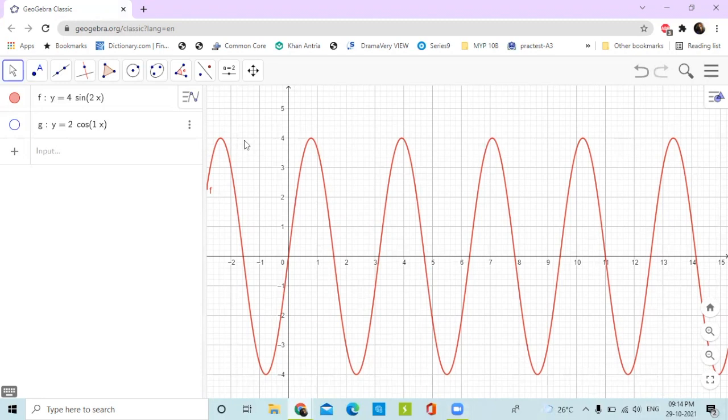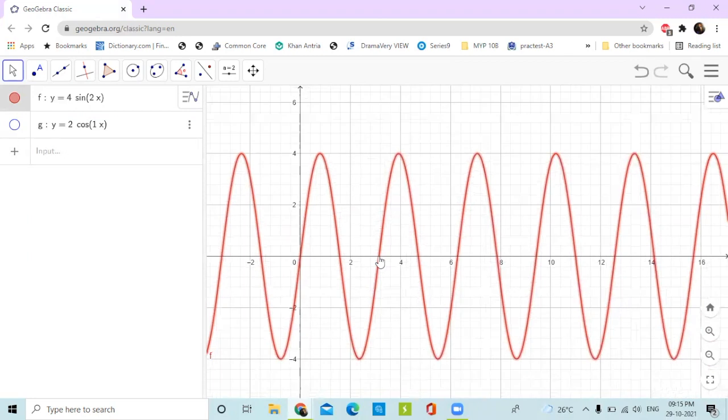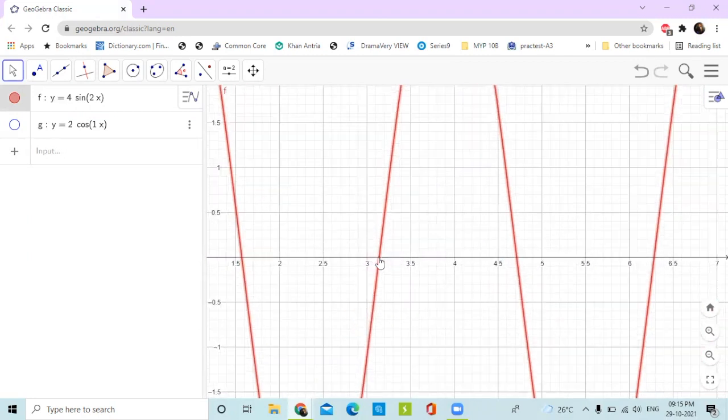Here the b value is 2. To find the period, the period is 2 pi divided by b, and here b is 2, so 2 pi divided by 2 would be just pi. So one cycle would end at pi. Here one cycle is over, this is the end of one cycle at this point. Here would technically be where pi is on the graph.